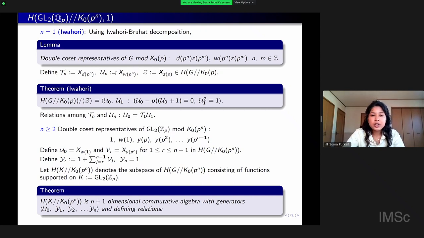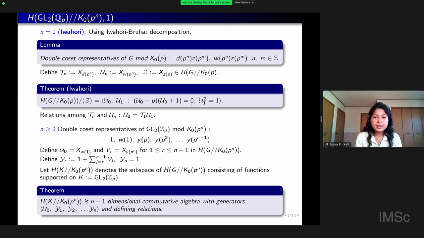Then the Iwahori-Hecke algebra: Iwahori's theorem says that if I mod out by the center, so mod out by the Z corresponding to the characteristic function Z_p, then the presentation is really simple. It's given by these two generators U0 and U1 satisfying these relations, very nice quadratic relations.